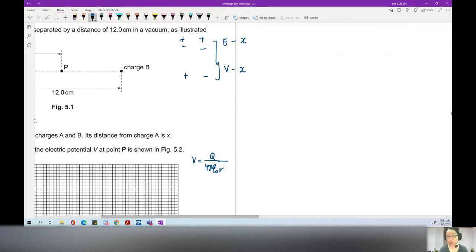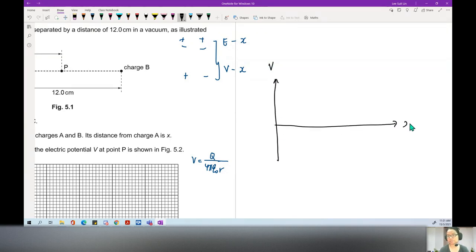Okay. Again, you could memorize the shapes of the graph. That is perfectly doable. But how much can you memorize is a different thing altogether. So this is V, and let's say this is X. Okay. You have a positive charge here. And since I know V is inversely proportional to R, if I just want to draw the potential for this positive charge, it will look like this. Let's say this is VA.